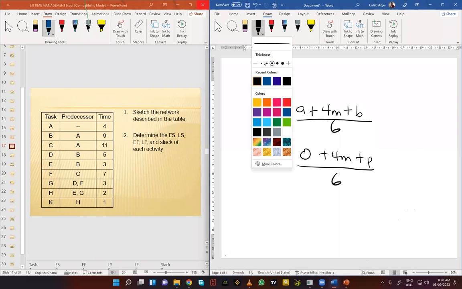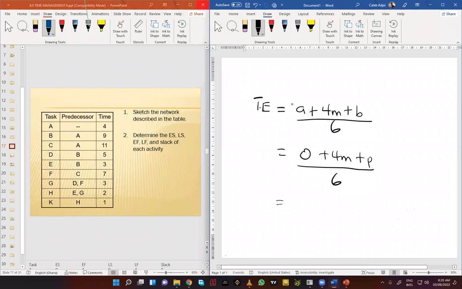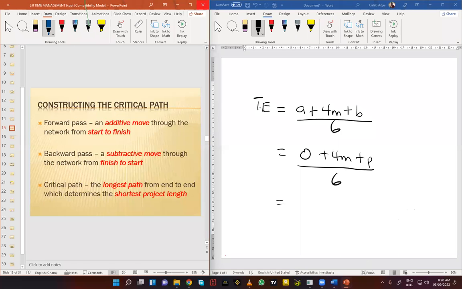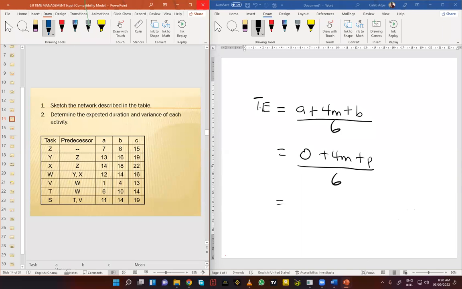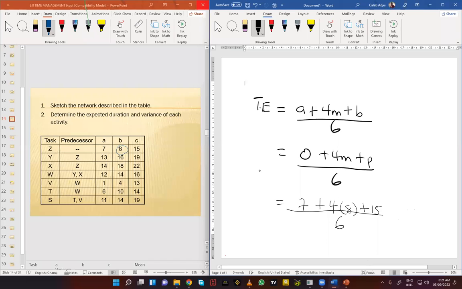Okay, so this shouldn't be anything so difficult. What we did was that we just inserted the figures. So our first example from last week, if you remember very well, last Monday, this was the table. Our optimistic time was 7, plus 4 into bracket M. And our M, as I explained in class, is 8 here. So 8 plus our pessimistic time, which is 15, all over 6. If you do the maths, you should get 9. And that was how we got the duration of activity Z.